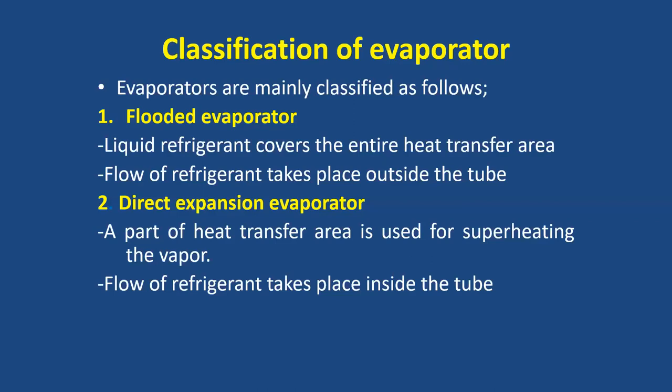We can recognize it like this: if at the outlet of the evaporator the state of refrigerant is superheated, then it is called a direct expansion type evaporator, because the refrigerant evaporates directly, expands directly in the tube, and at the outlet state it is mainly superheated vapor. We can also recognize with the help of the expansion valve. Generally, flooded evaporators are associated with float type expansion valves, and DX type evaporators are generally associated with thermostatic expansion valves or capillary tubes, because the state of refrigerant at the outlet is superheated. So these are the two main classes of evaporator.